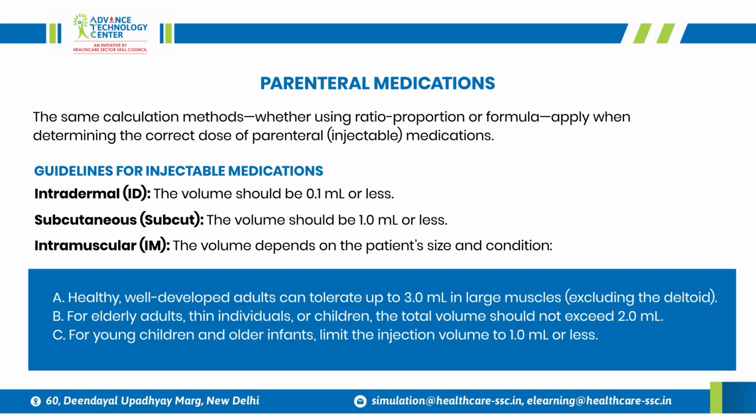For intramuscular injections, the safe volume depends on the patient. Healthy, well-developed adults can tolerate up to 3 milliliters in large muscles, except the deltoid. For elderly adults, thin individuals, or children, don't exceed 2 milliliters. And for young children or older infants, limit it to 1 milliliter or less.